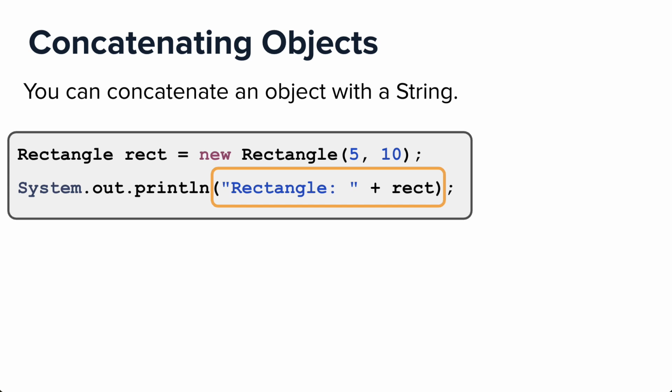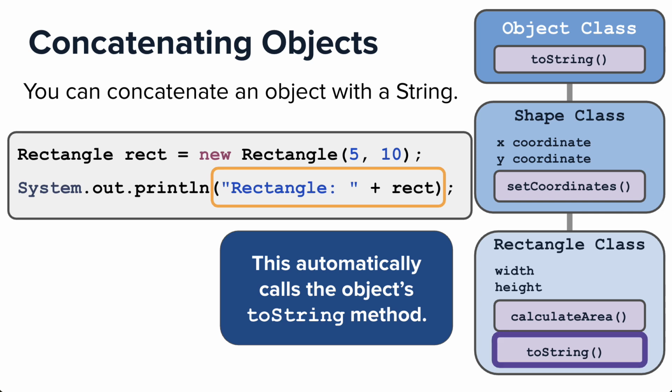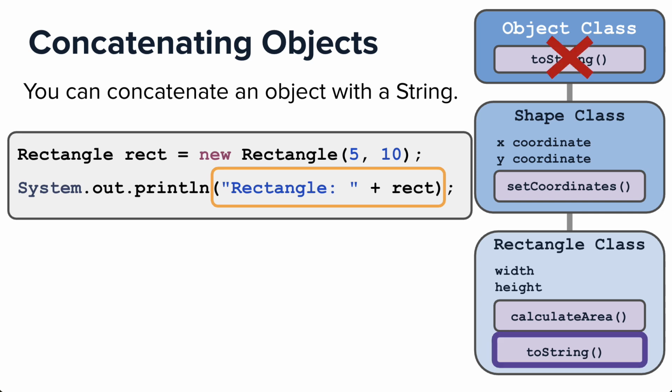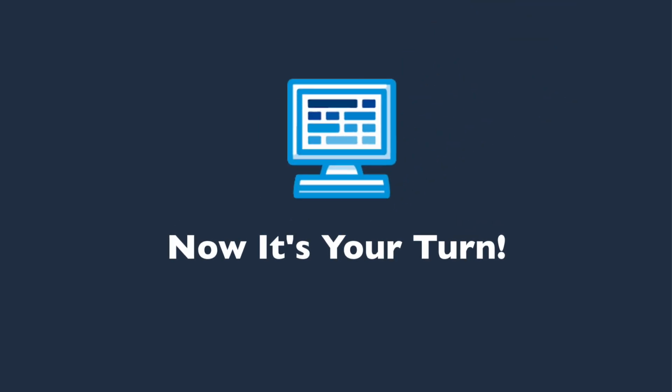You can also concatenate an object with a string. This automatically calls the object's toString method. In this case, the rectangle class has a class-specific toString method, which overrides the object class toString method. This prints out the rectangle's width and height values. Now that you know the basics of using concatenation to combine strings, it's your turn to give it a try.